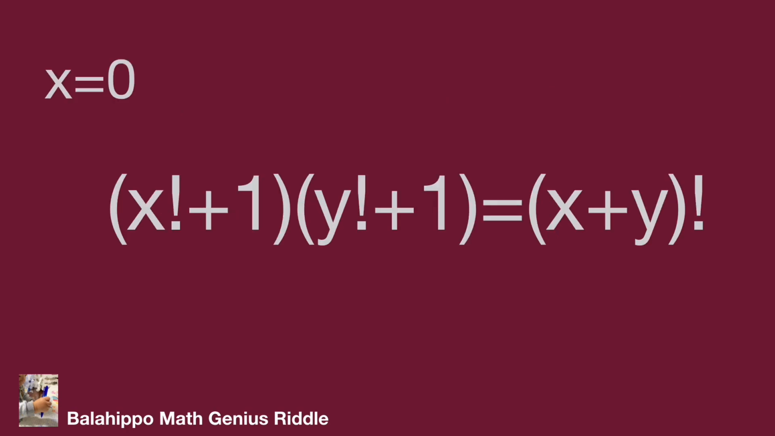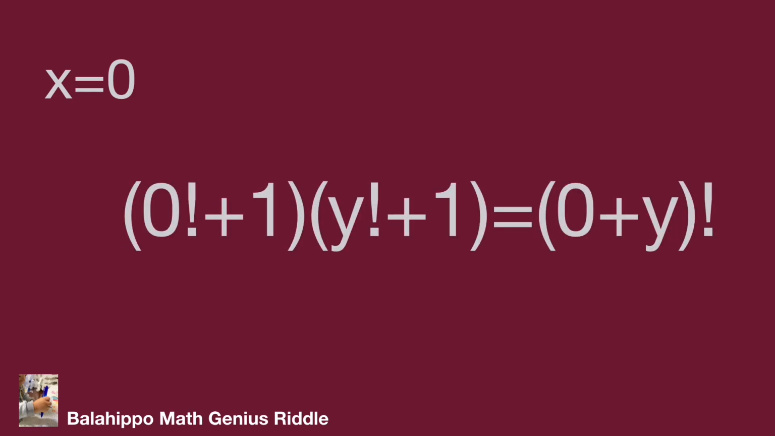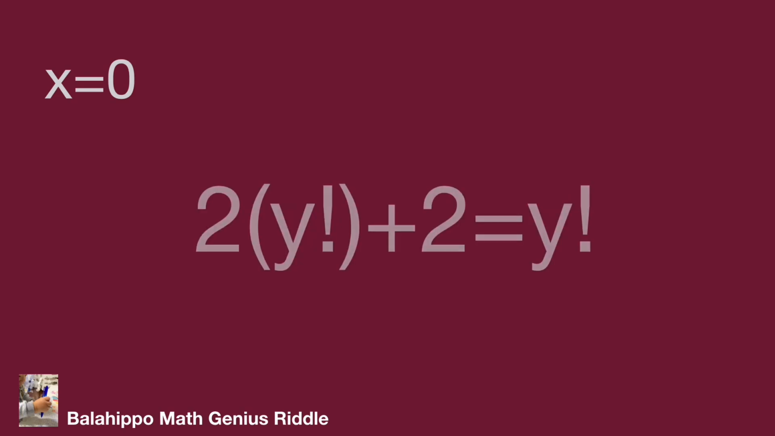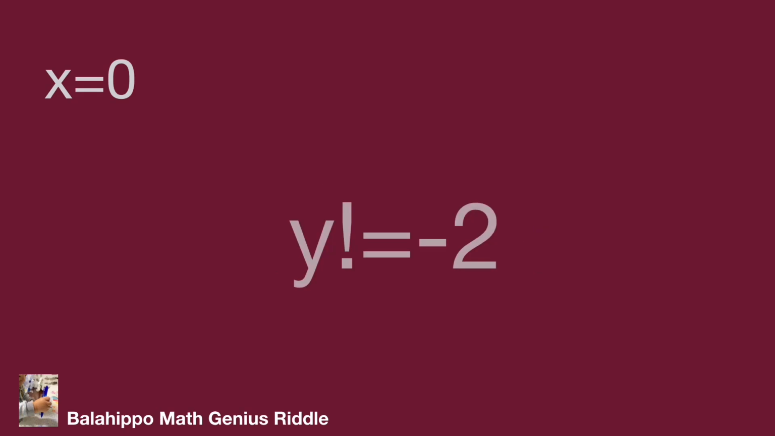While x equals 0, substitute x by 0 into the equation, it becomes (0 factorial plus 1) multiplies (y factorial plus 1) equals (0 plus y) factorial. Simplify as 2 times (y factorial plus 1) equals y factorial. Develop as 2 times y factorial plus 2 equals y factorial. Finally we get y factorial equals minus 2. It is negative, so this condition is not the solution.